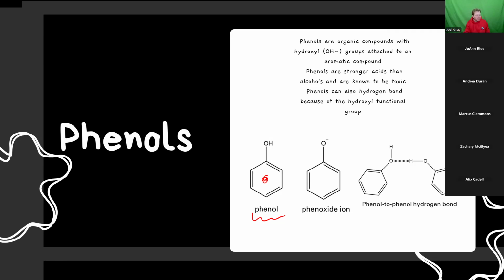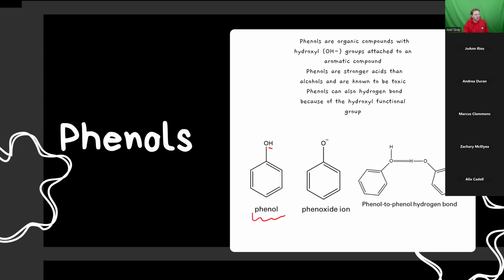Now, what this molecule can do is it can lose this hydrogen and get a negative charge. What that means is that this can get even more polar. So phenols are stronger acids than alcohols and are known to be toxic. Phenols can also hydrogen bond because of the hydroxyl functional group.